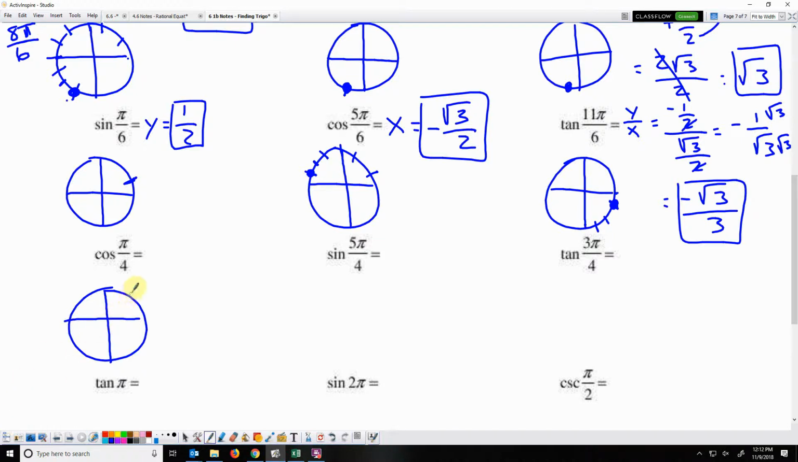So we've got cosine 1/4. There's 1/4. Pi over 4. So my x value, I've got 1/6 and 2/6 here. So that would be the second position to the right, which is root 2 over 2.